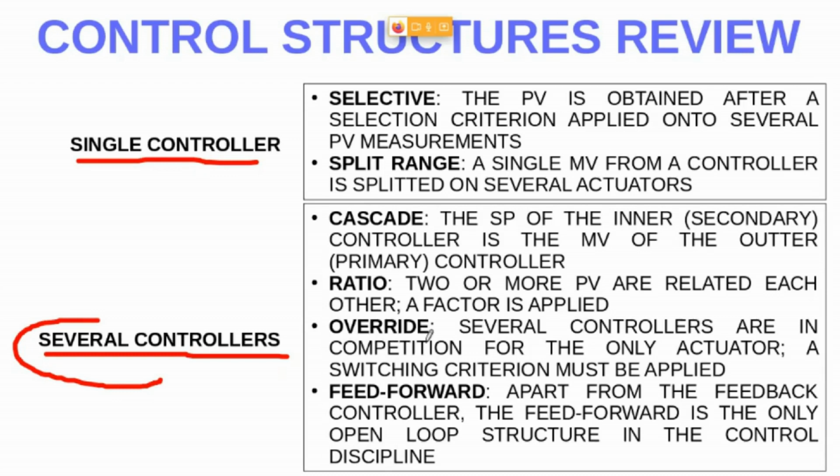Then we have the override, that literally means to pass over something. So this control structure can be found when several controllers are in competition for the single actuator you have. So here we have the sentence: several controllers are in competition for the only actuator. So you are expected to have a switching criterion.